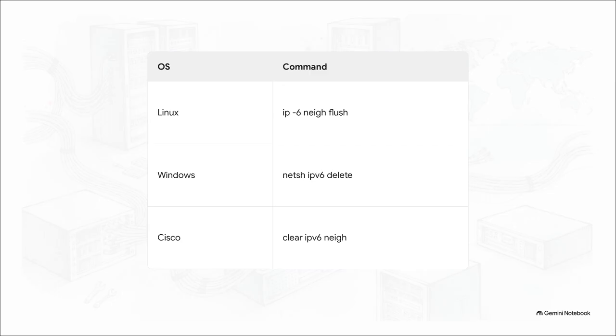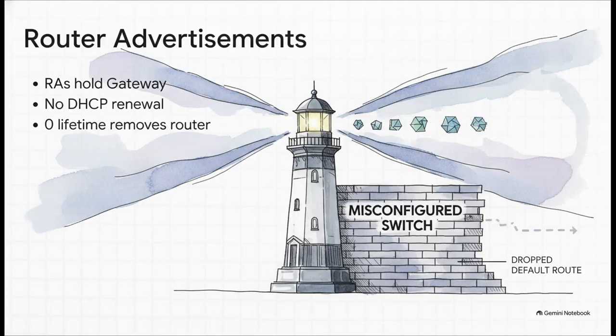for address resolution. Additionally, the way your machine actually finds its way out of the local network has changed. Gateways are now learned dynamically through router advertisements, or RAs. Unlike your old IPv4 DHCP leases, there's no explicit gateway renewal happening here. So if RAs are blocked by a misconfigured switch, or if a router sends an RA with a lifetime of 0, your hosts will just silently drop their default route.